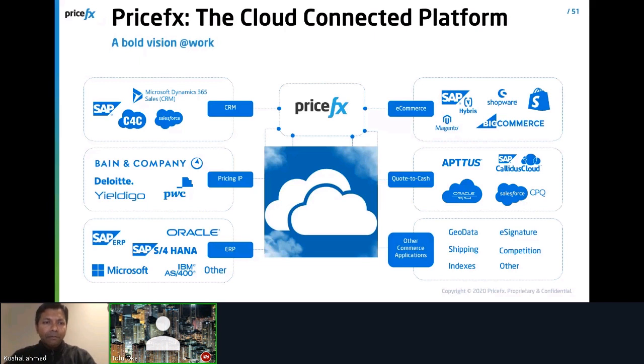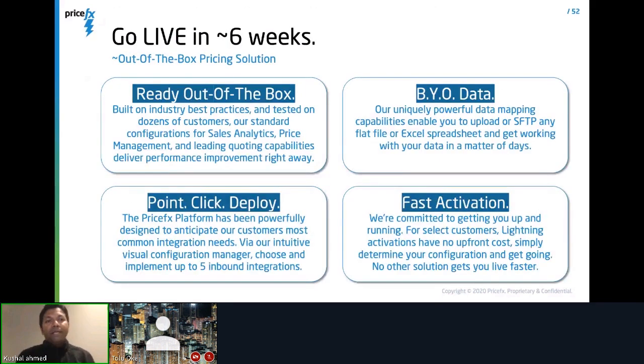Do you provide any out-of-the-box pricing solutions? Yeah, in one sense, yes, we do provide an out-of-the-box solution, but it still needs to be configured a bit. Let me show you one slide, and hopefully that will answer that question. It's quote unquote out of the box; it's not really out of the box. You will have to configure it, but the interesting part is you will be up and running, live within 6 weeks.